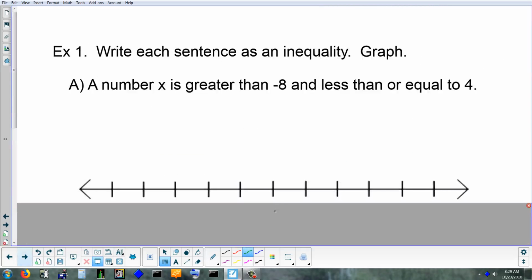Okay, so it says write each sentence as an inequality and graph it. All right, so this is actually one we could practice. Guys, if you read that sentence, is that one you could write without the word and or? No. What type of problem did we say? What's the word you can get rid of? And. So this has and in it. This is the type of problem you can write without the word and.